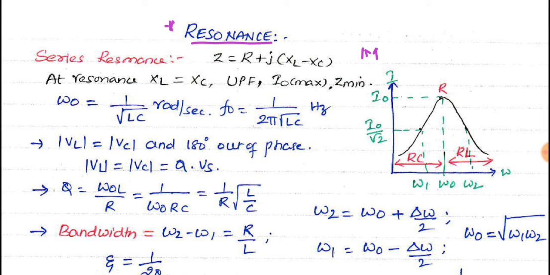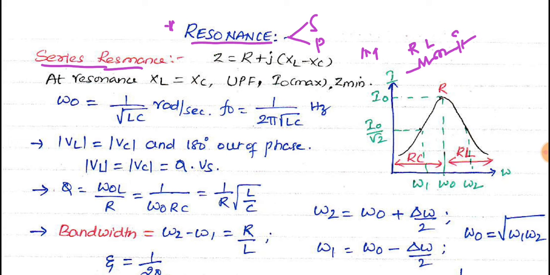So first, resonance: there are two types of resonance. The first one is series resonance, the second one is parallel resonance. First we'll talk about series resonance. In series resonance there are resistance, inductance and capacitance. We can call these R, L and C elements, right? When we connect it to the AC supply, at a particular frequency, the reactive nature of this series RLC circuit will be 0. Simply, that is nothing but resonance.